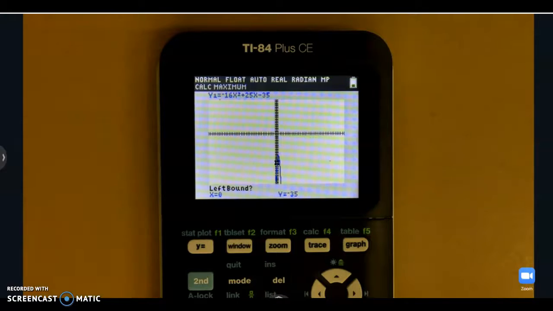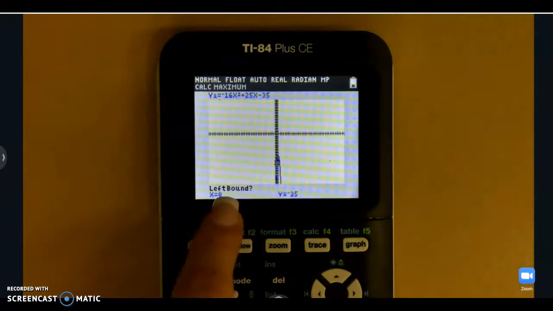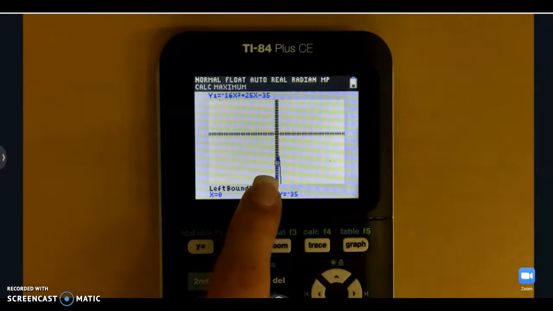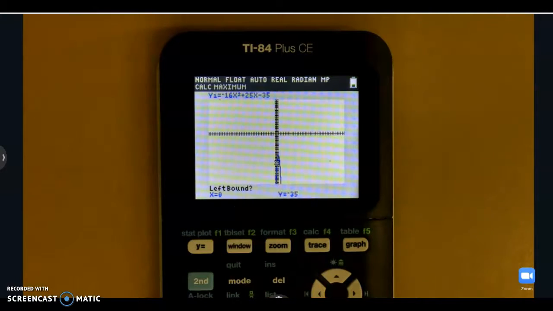Now this is where it's important, the order of where you're picking the points. Here it says left bound. That means first you need to select a point that's on the left side of your parabola. If you arrow left and right, you can see that the black blinking dot is on the left side of my parabola, so I'm going to hit enter.